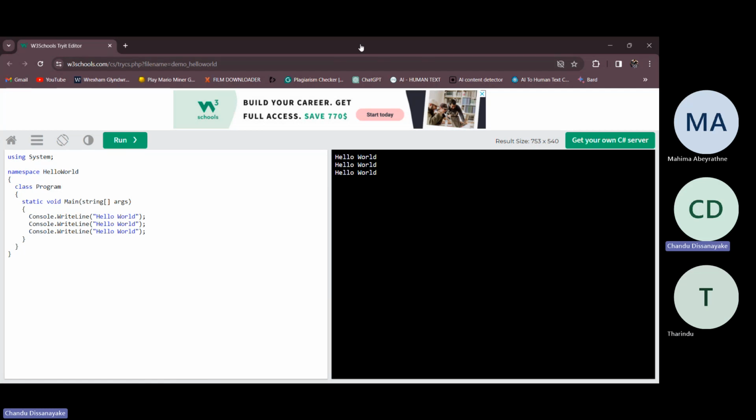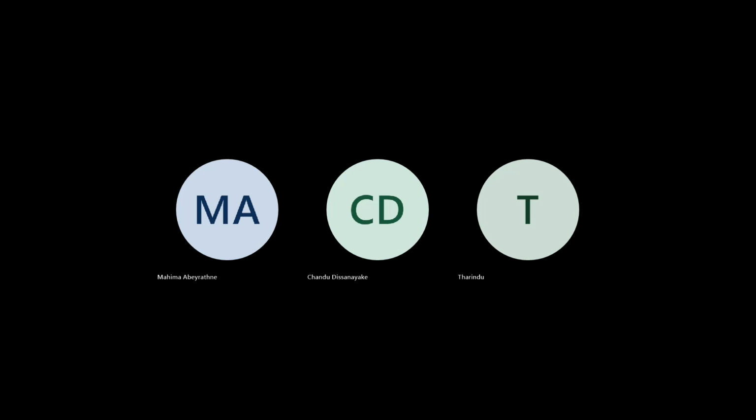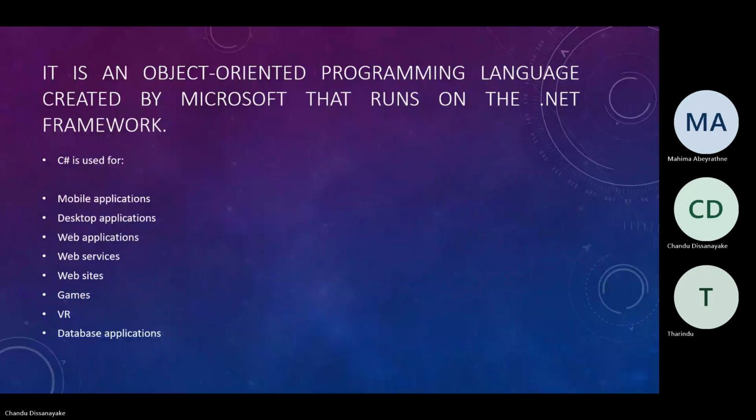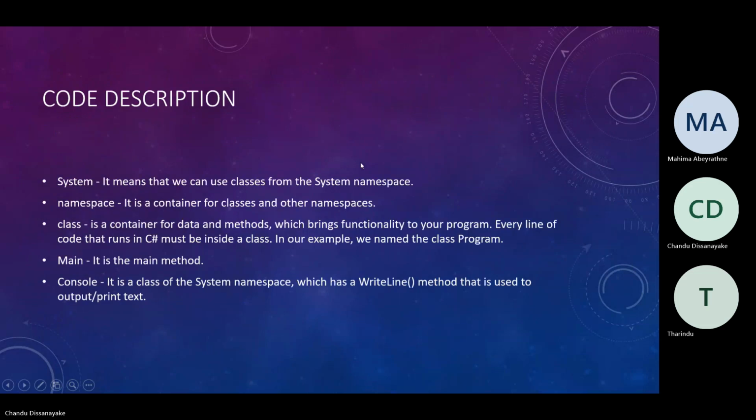So then, okay, I stop my screen share. I would like to introduce the data types in C#. Here, this is the description for the previous code. System means that we can use classes from the System namespace. Namespace means it is a container for classes and other namespaces.